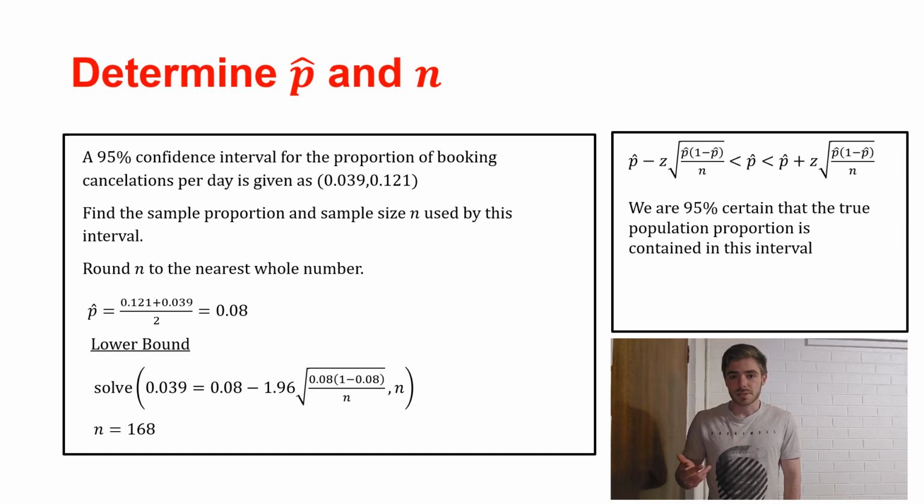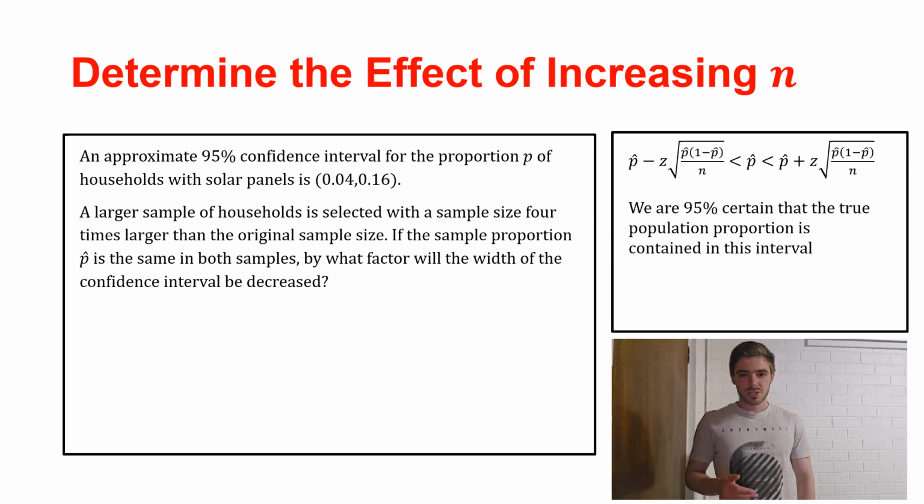All you're going to do from here is rearrange to solve for n, or, in this case, use the CAS because it's tech active. If this was tech free, the question would ask you to use z equals 2 to make life easier.